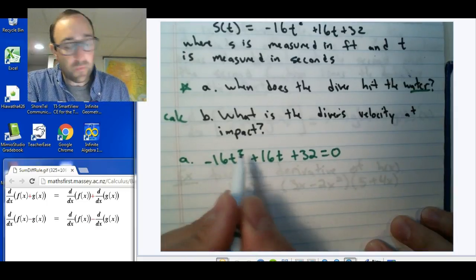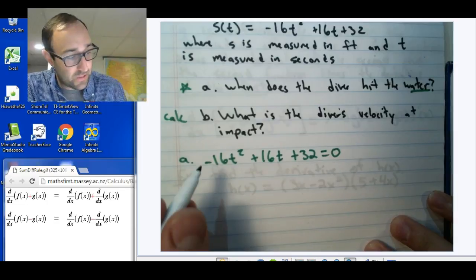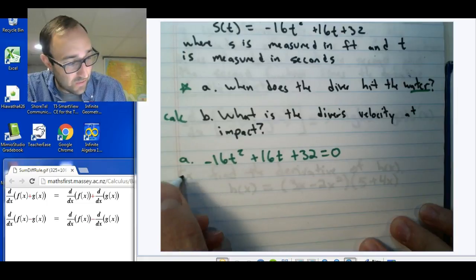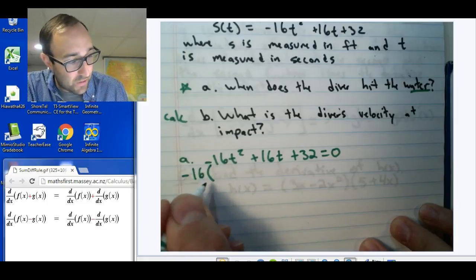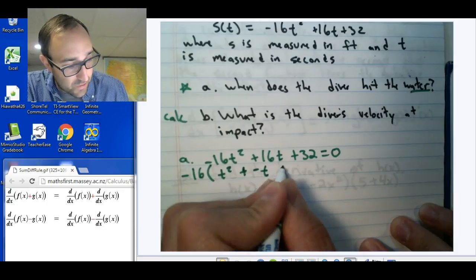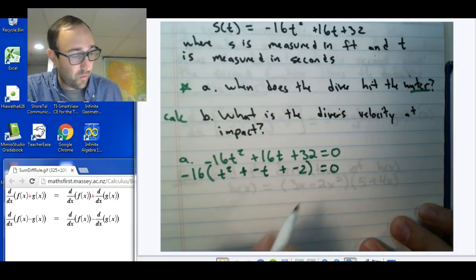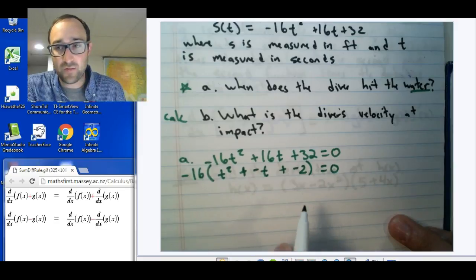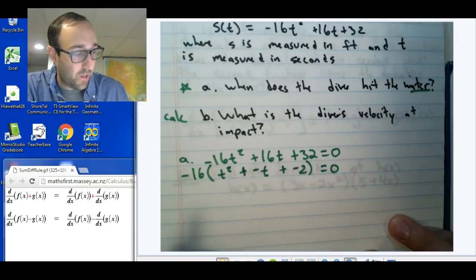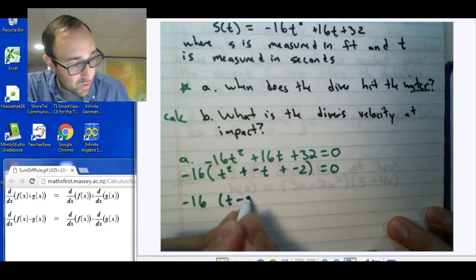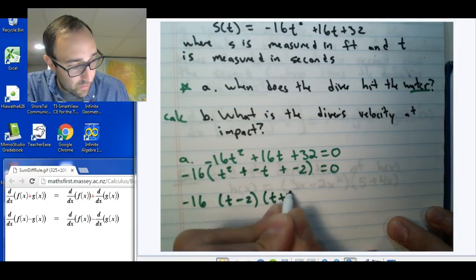First, what I would do is factor out a 16. And you know what? I'm going to factor out a negative 16 because I don't like that first term being negative. So I factor out negative 16 and get t squared minus t minus 2 equals 0. Now, I should be able to factor this. Are there numbers that multiply to negative 2 but add to positive 1? Is it negative 2 and positive 1? Yes, it is. So we have negative 16, t minus 2, t plus 1 equals 0.